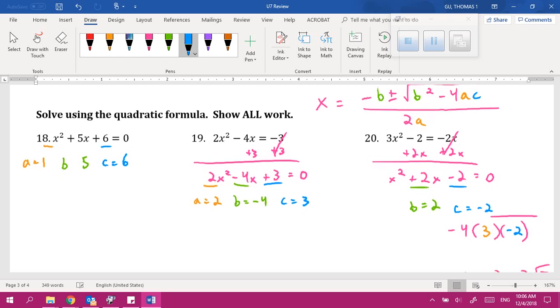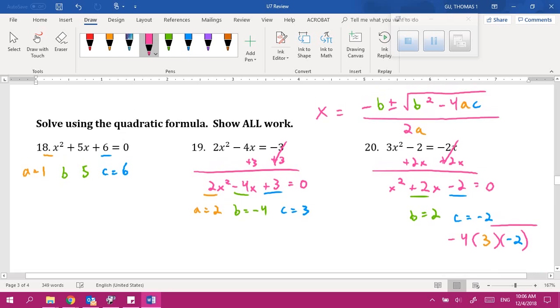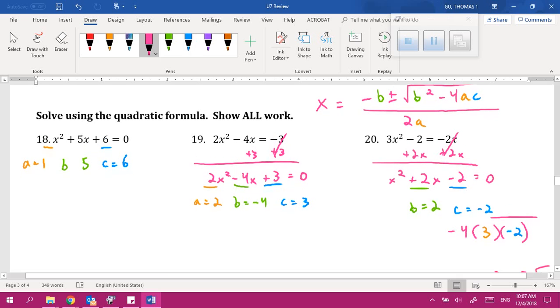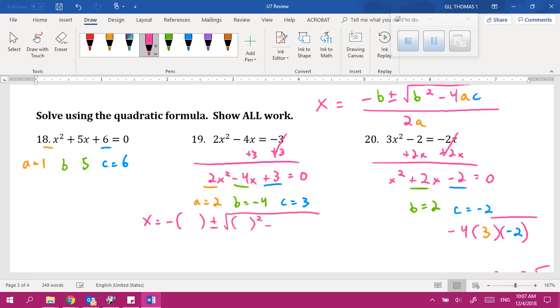Good, so now we're going to write our formula and plug all the numbers in, but be very careful. Everywhere you see the letter, put parentheses. If you don't put the parentheses, you may make a mistake. So we're going to have x equals negative b plus or minus square root of b squared minus 4 times a times c all over 2 times a.